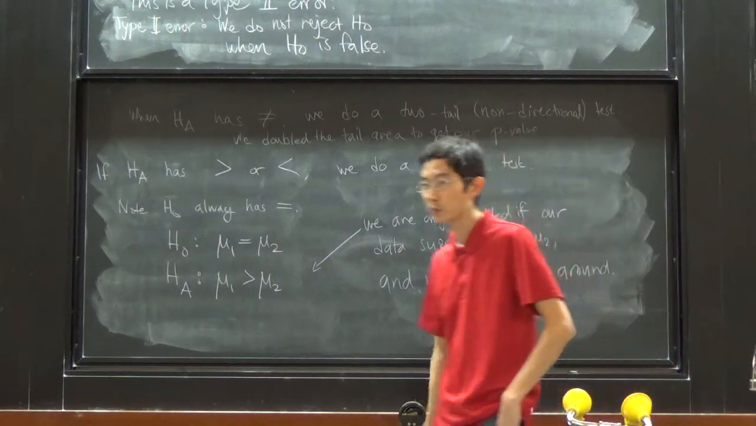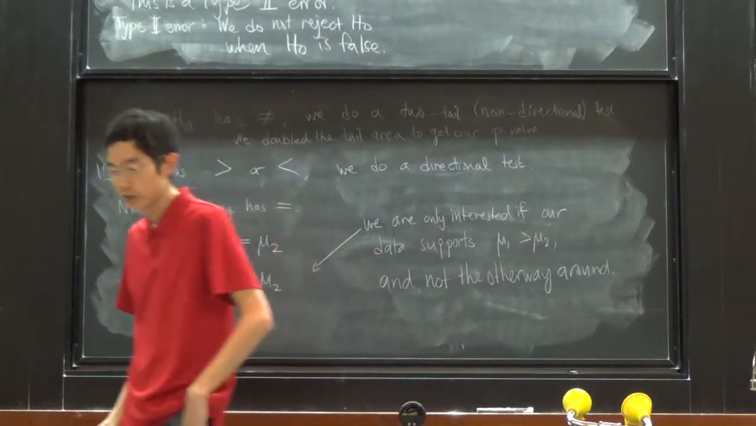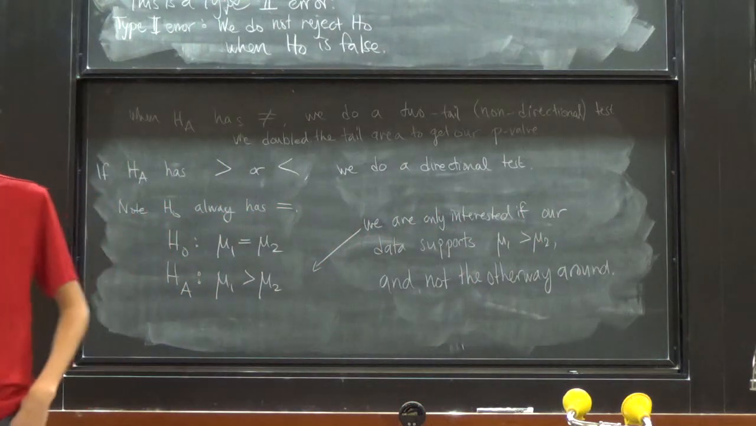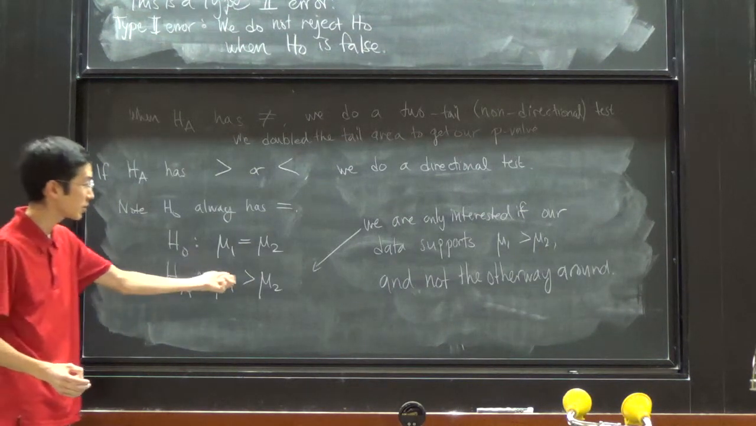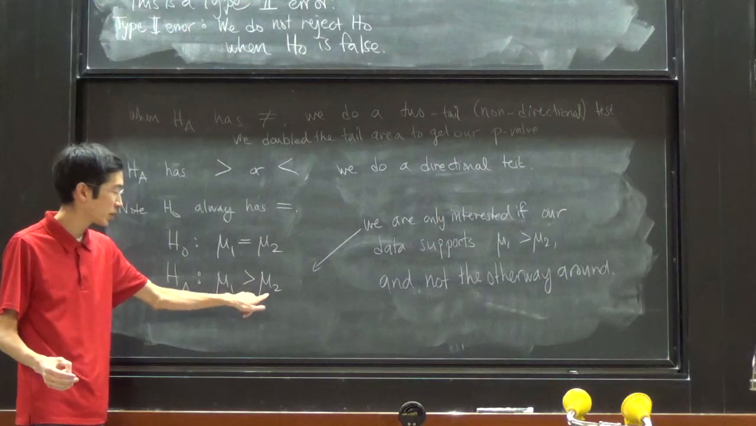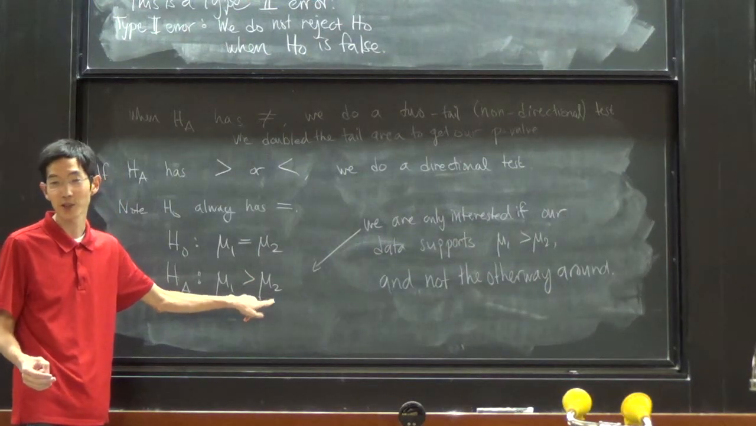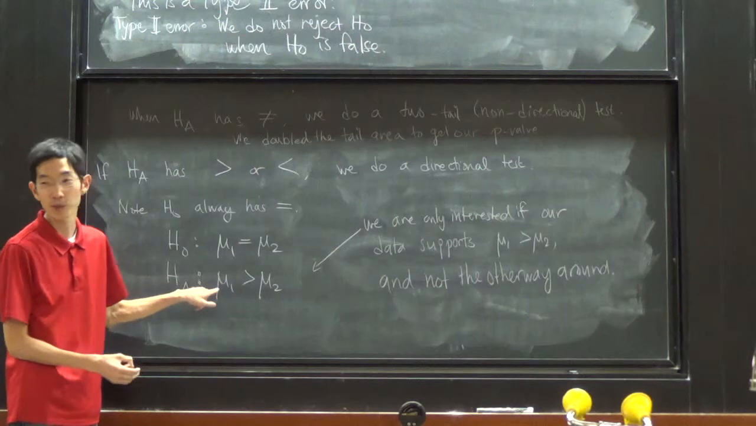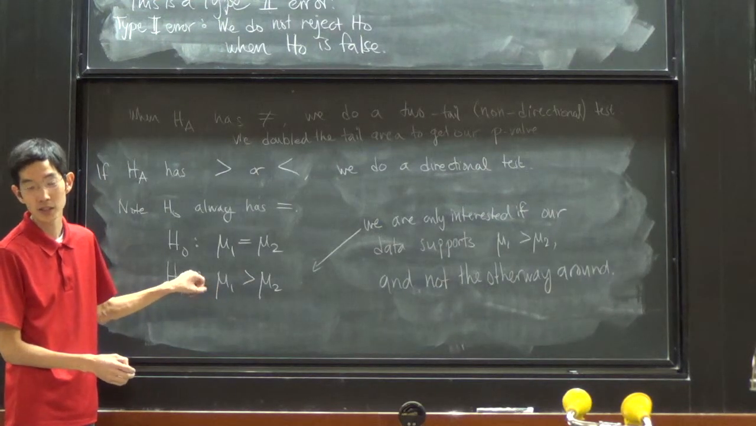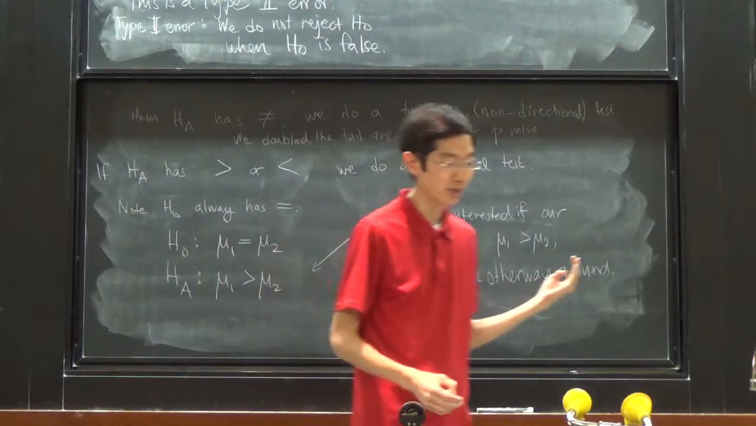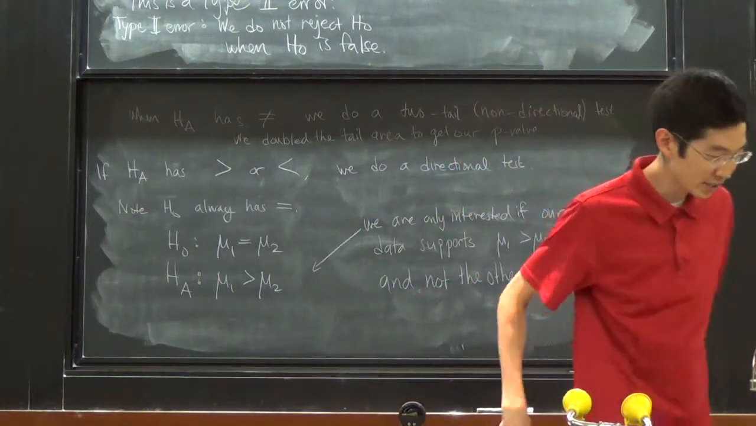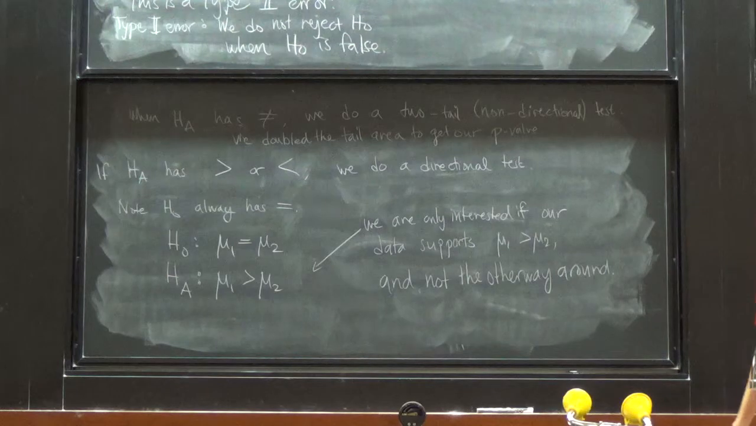So for example, maybe you're testing to see if a new medication reduces blood pressure. In that case, we're only interested if the results show that the blood pressure after taking the medication is lower than what it was before. If the data goes the other way, then our medication is worthless. It's not of value to us.